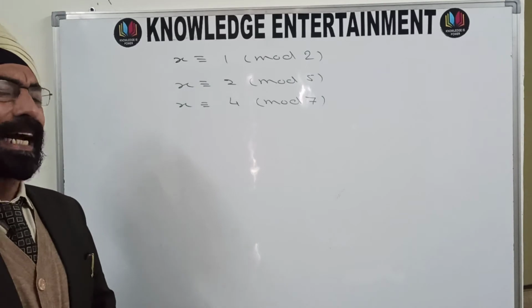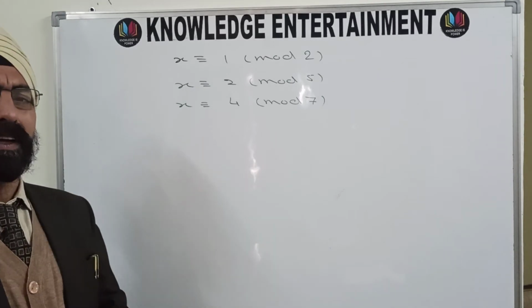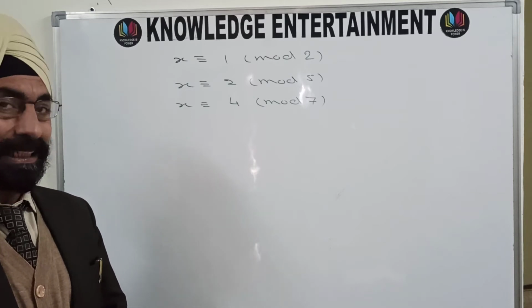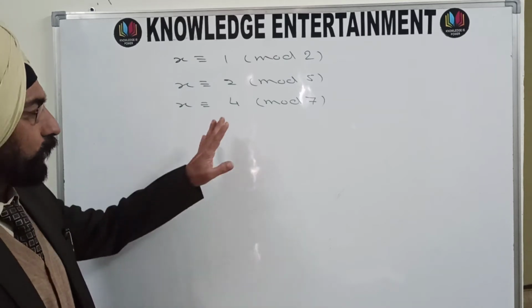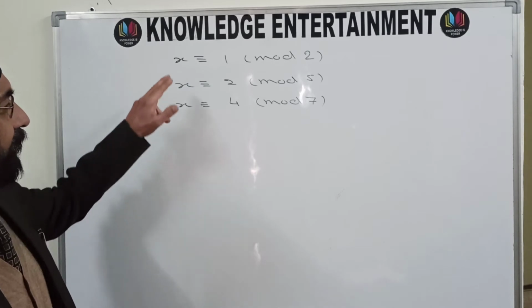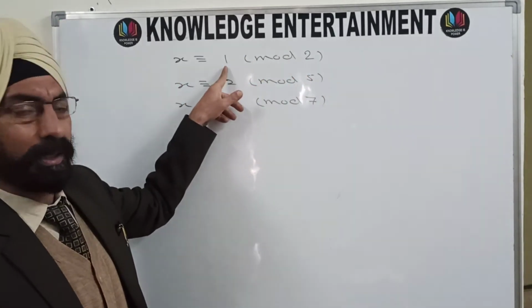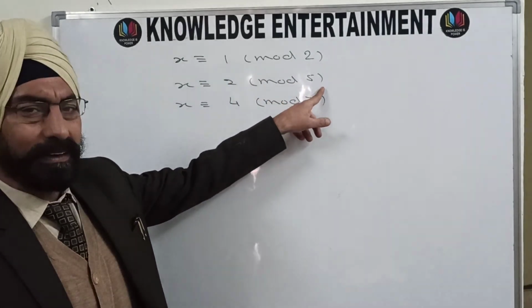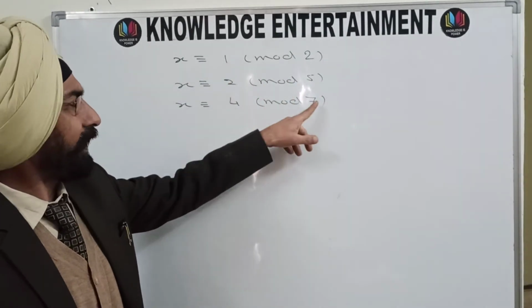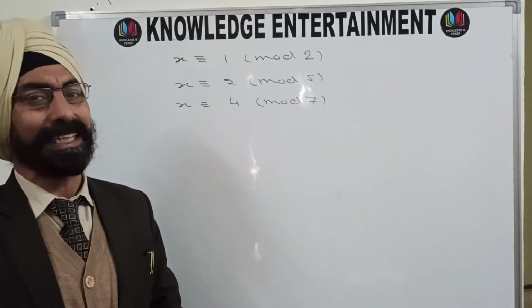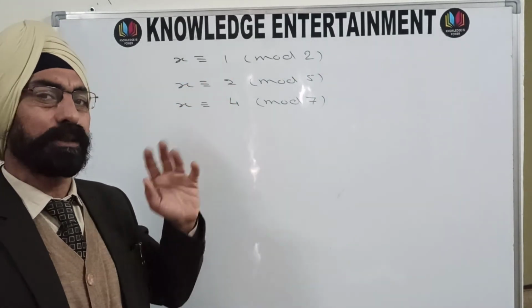It seems that the solution will be very easy to find by hit and trial, but it is not so easy. This question actually dictates: x is a number which when divided by 2 gives remainder 1, when divided by 5 gives remainder 2, and when divided by 7 gives remainder 4. What is this number x which satisfies this property?